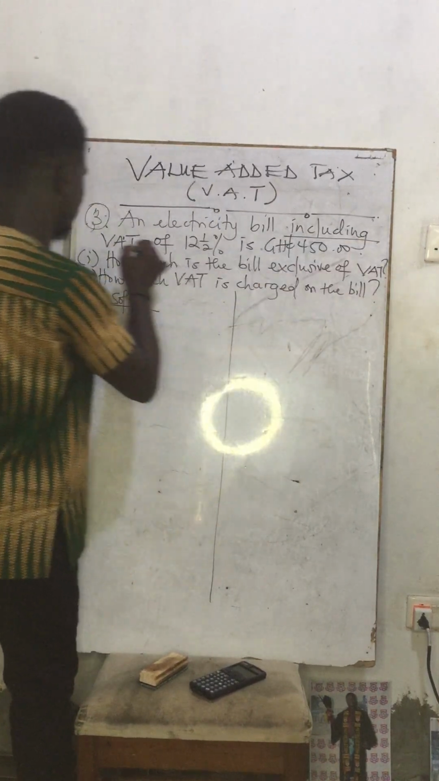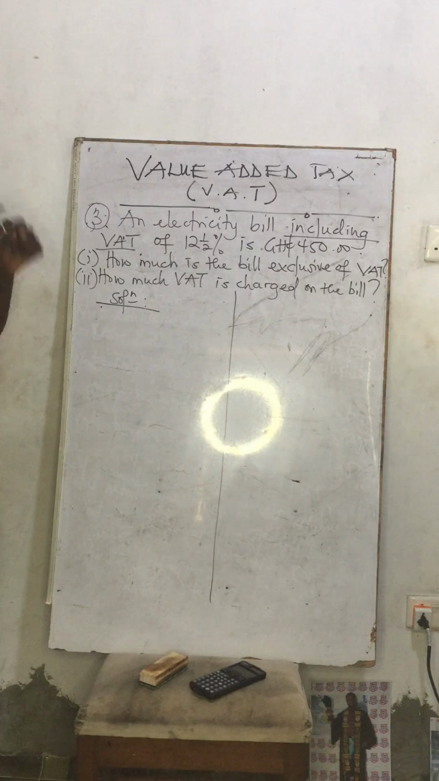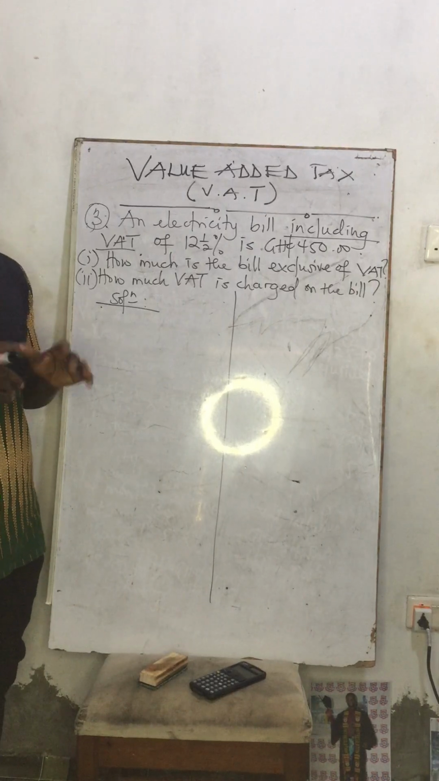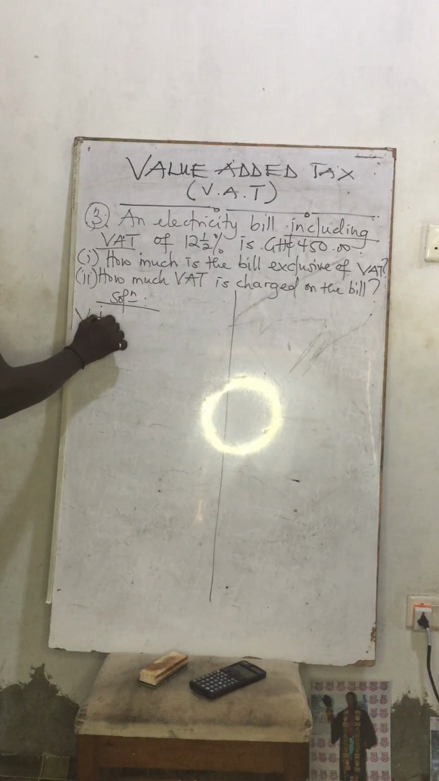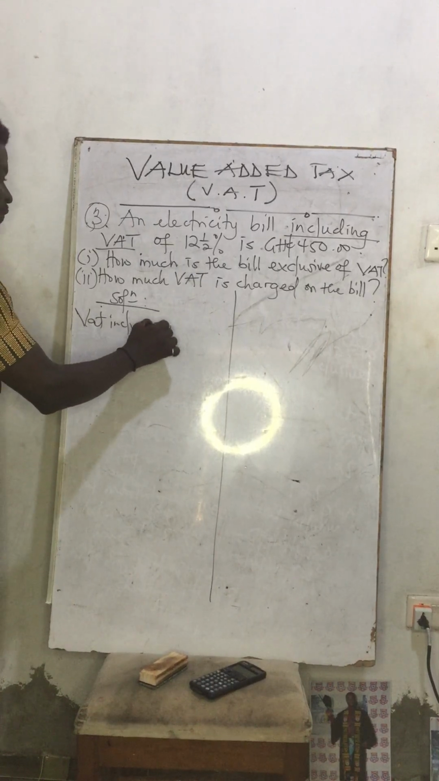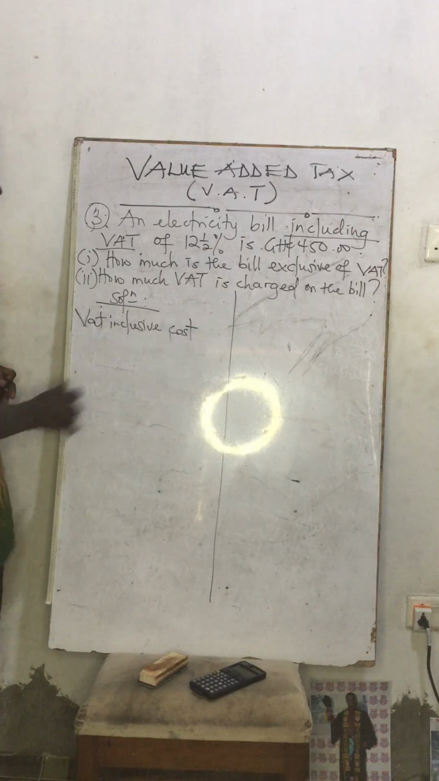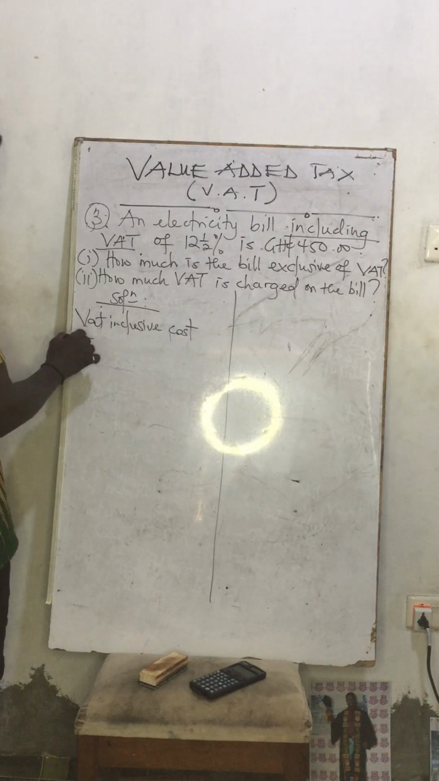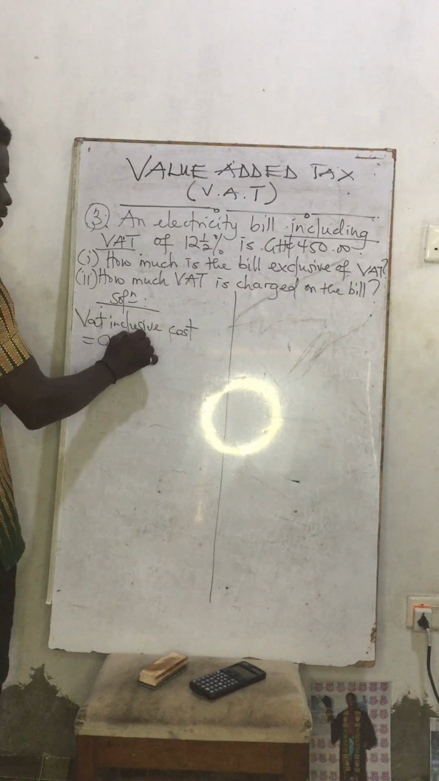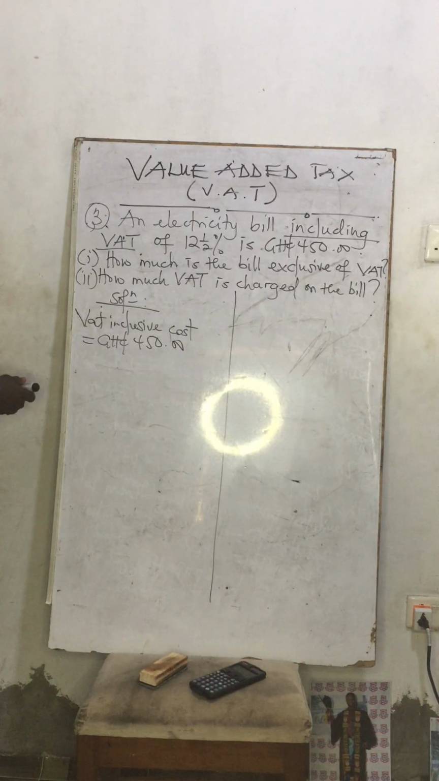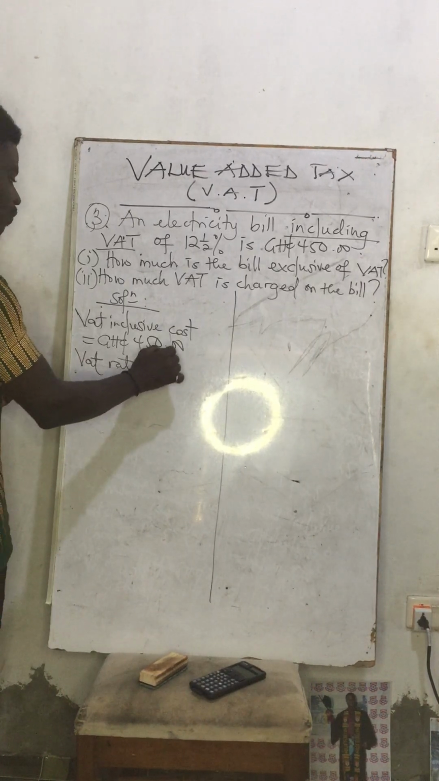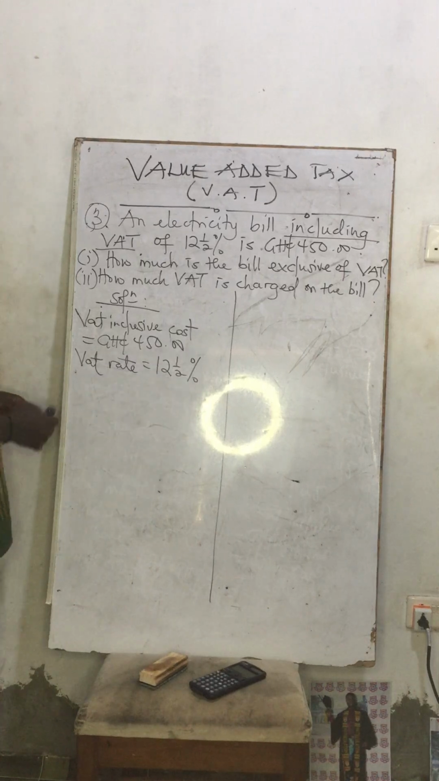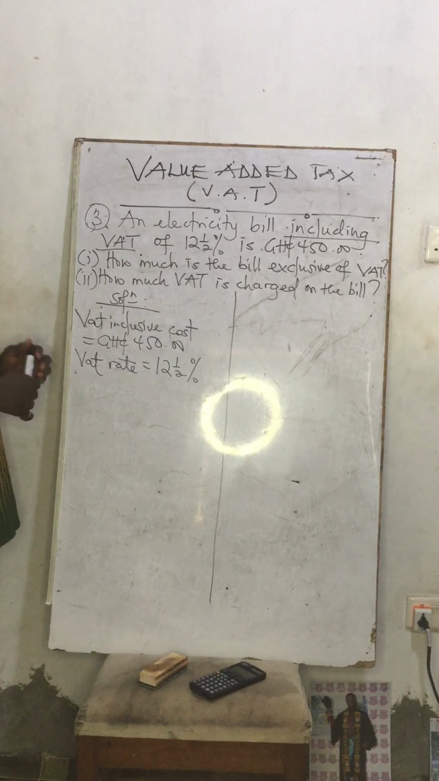So including VAT of 12.5% is 450 Ghana cedis, which means that the question has given us what? The VAT inclusive cost, which is including VAT. And our VAT inclusive cost is 450 Ghana cedis. Now the VAT rate here is 12.5%.